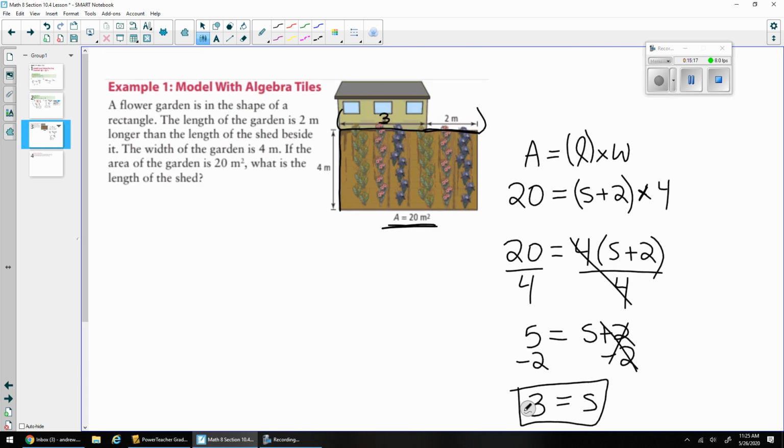Well, if this was 3, this whole length would be 5. 5 times 4 is 20. The area is 20 meters squared. So yeah, that has to be the length of the shed.